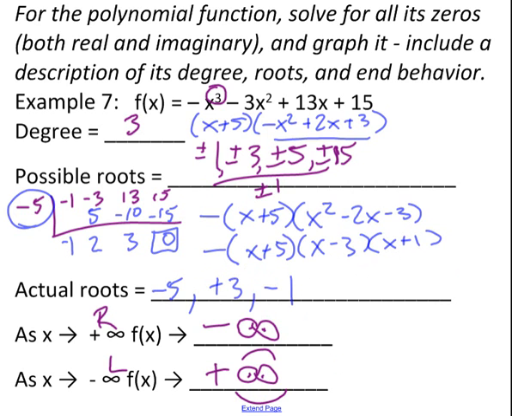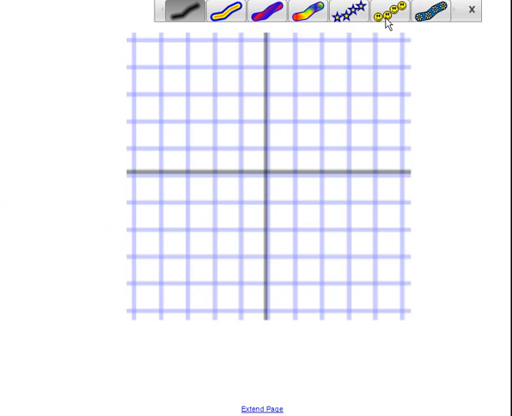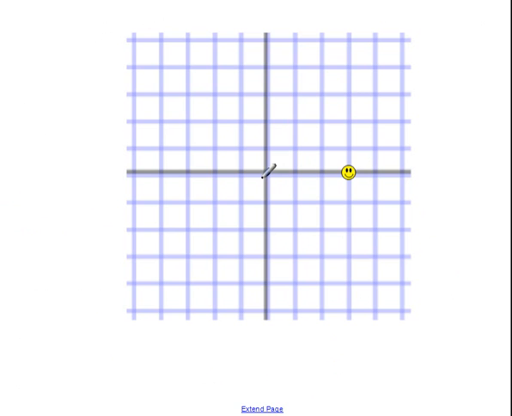So now what we can do with all this wonderful information is we can go ahead and graph it. And let's use happy faces. So all of our roots, those are our zeros. Those are where our things are going to go through. So we've got one at positive 3, we've got one at negative 1, and we have one at negative 5. So we're going to put those on here.